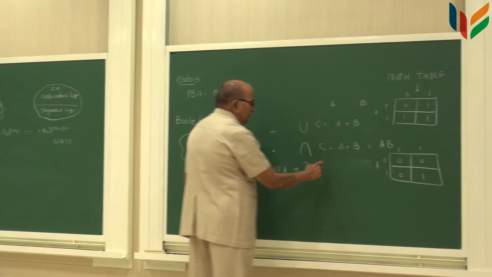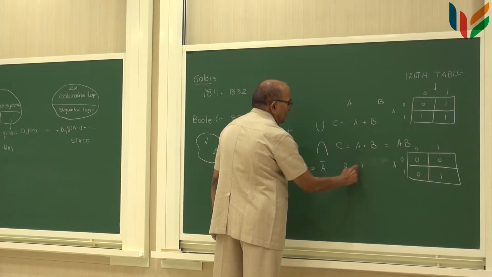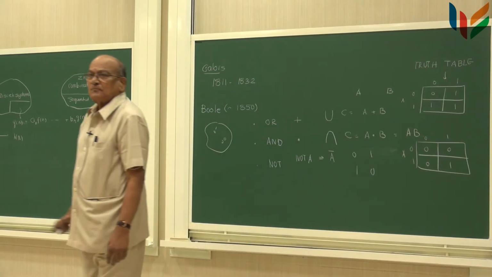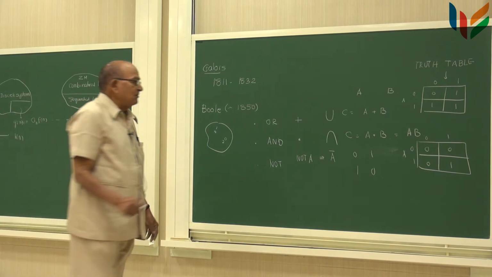And similarly for the NOT, here the truth table is simple. If it is 0, it is 1. If it is 1, it is 0, right? A and A bar.